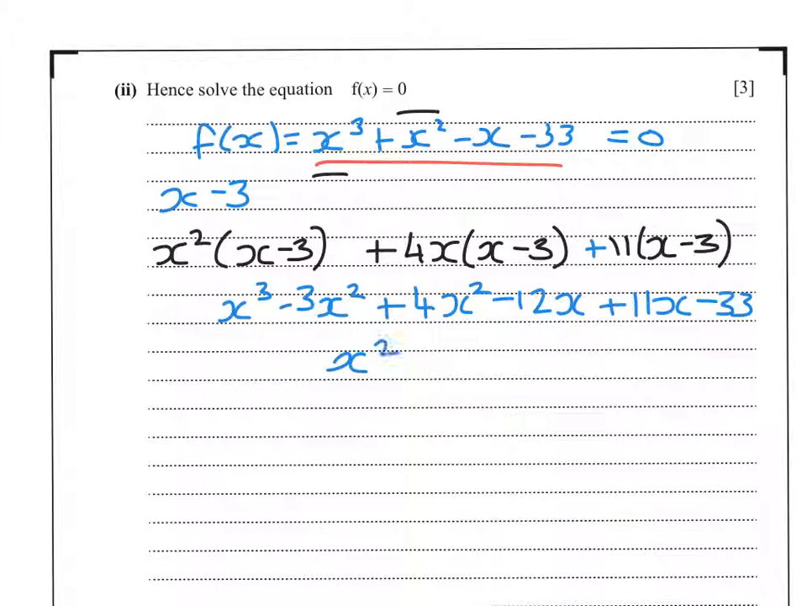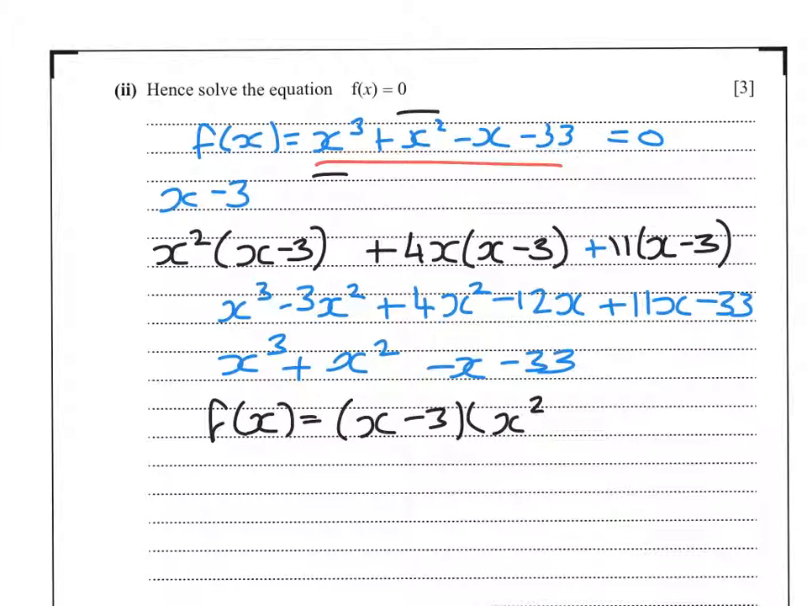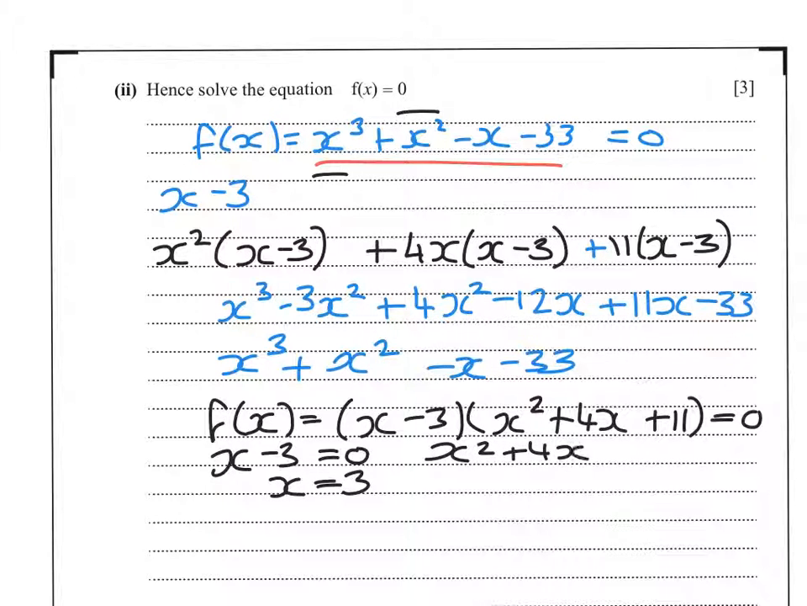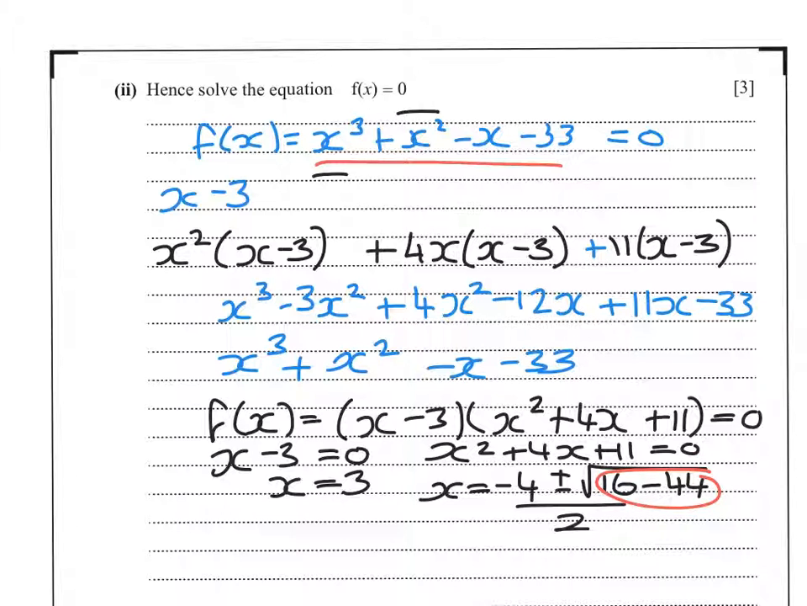So when I add all of those together, I have x cubed plus x squared minus x minus 33. So f of x equals x minus 3 times x squared plus 4x plus 11. And that equals 0 when x minus 3 equals 0, so x equals 3, and when x squared plus 4x plus 11 equals 0. I'm going to use the quadratic formula. x equals minus b plus or minus the square root of b squared minus 4ac all over 2a. And what I can see here is I'm going to have a negative under the square root, so on this one there is no solution.